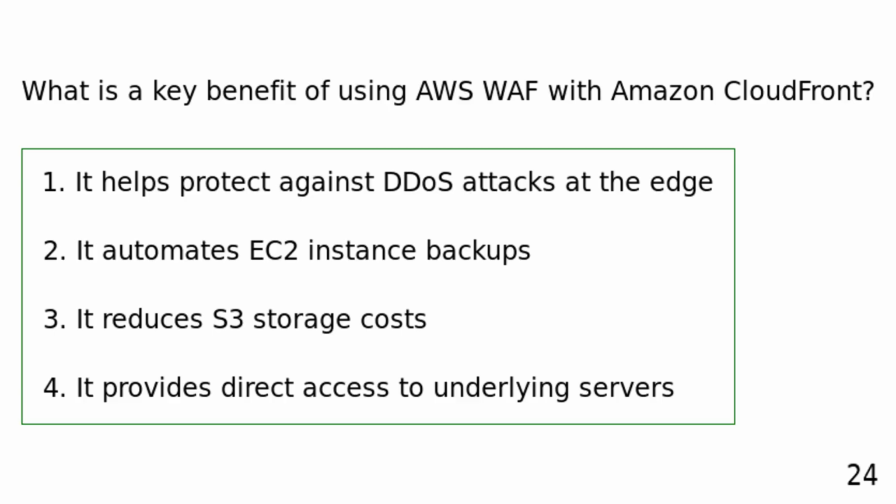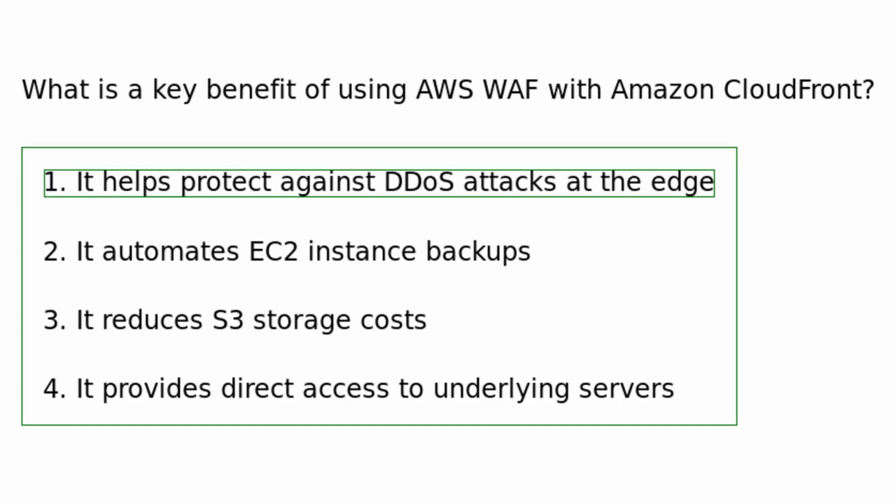What is a key benefit of using AWS WAF with Amazon CloudFront? It helps protect against DDoS attacks at the edge. It automates EC2 instance backups. It reduces S3 storage costs. It provides direct access to underlying servers. Using AWS WAF with Amazon CloudFront helps protect against DDoS attacks at the edge, filtering traffic before it reaches your origin server and improving the overall security posture of your applications.